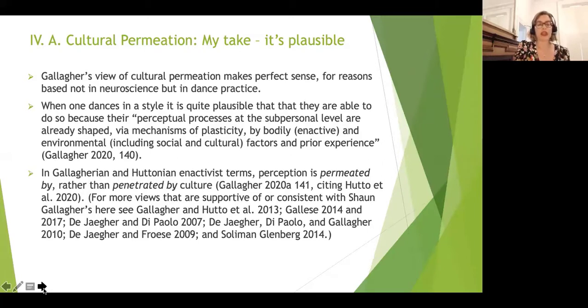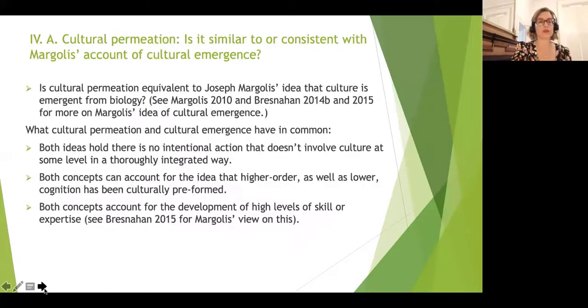So whether or not this version of enactivism can account for all thought, it clearly does seem to explain how it is that perception, interpretation, and intentionality are ingrained, embedded, and entrenched in both individual and social bodies. In Gallagherian and Huttonian enactivist terms, perception is permeated by rather than penetrated by culture. What I will next have to decide is whether this permeation is equivalent to Joseph Margolis's idea that culture is emergent from biology. This is difficult to do because Margolis's work is not steeped in cognitive science or neuroscience, and I need to really think about how influenced I was by his view when he was my undergraduate advisor, and think about it afresh, which I haven't yet done.